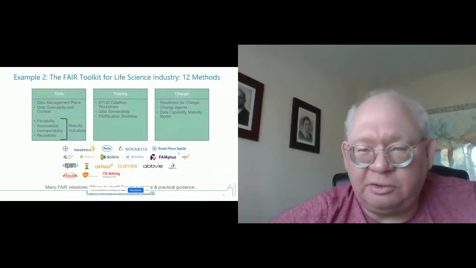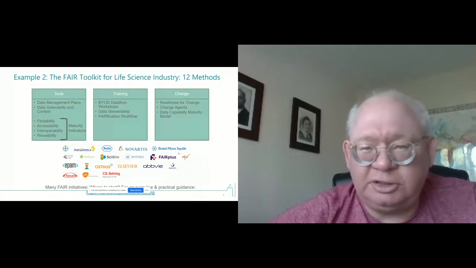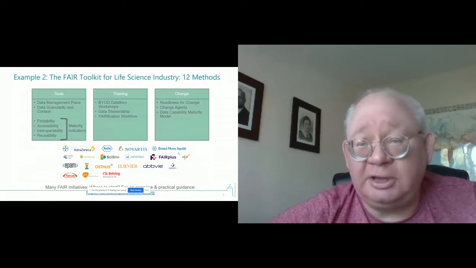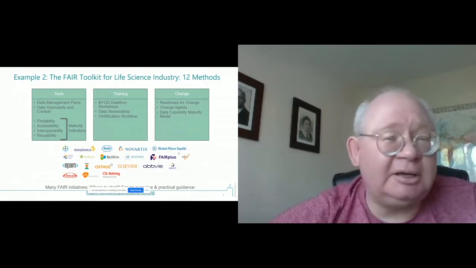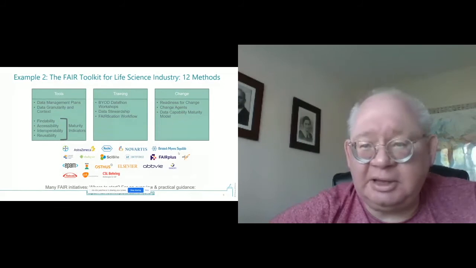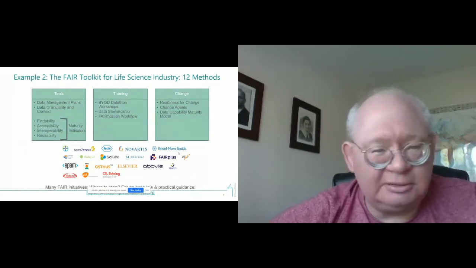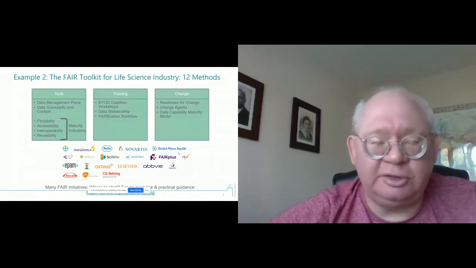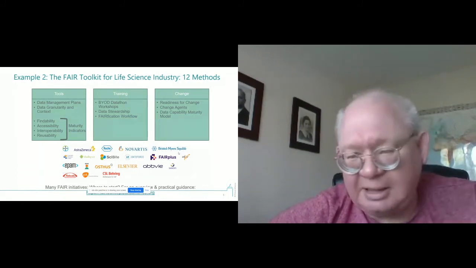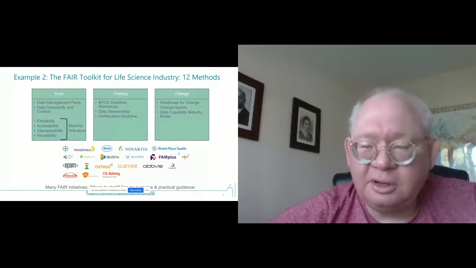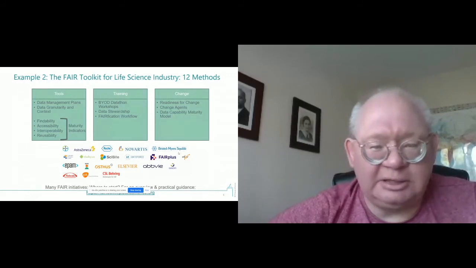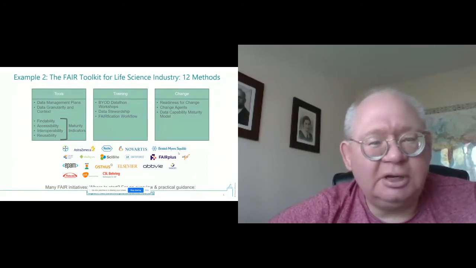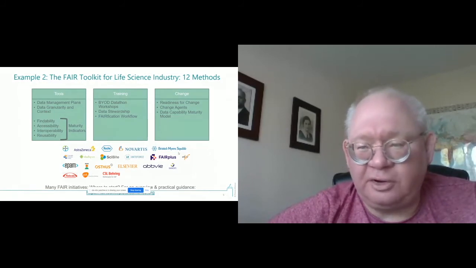My second example is a Pistoia Alliance project in the FAIR space. Some time ago, we published a FAIR toolkit for the life science industry. And this toolkit contains 12 methods listed in this slide, and they apply to tools, training, and change management. So they cover both the technical and the business aspects of converting one's organization to more FAIR practices and a greater degree of maturity in FAIR.